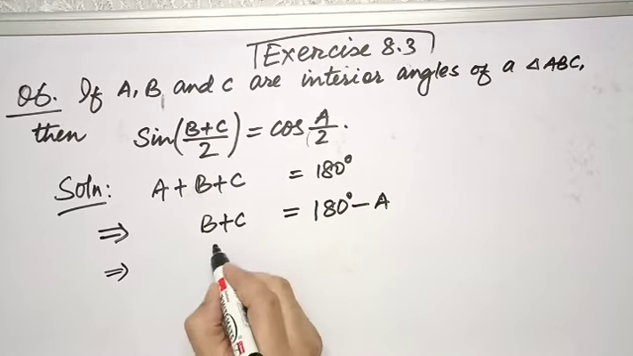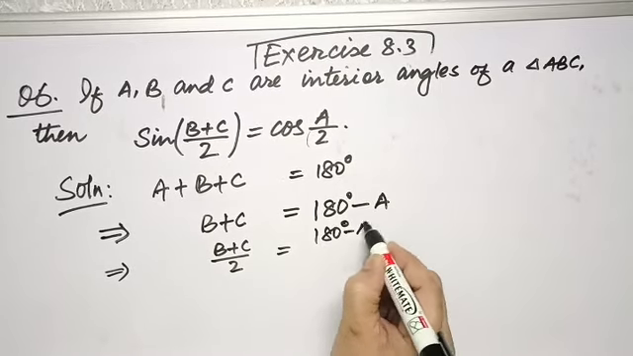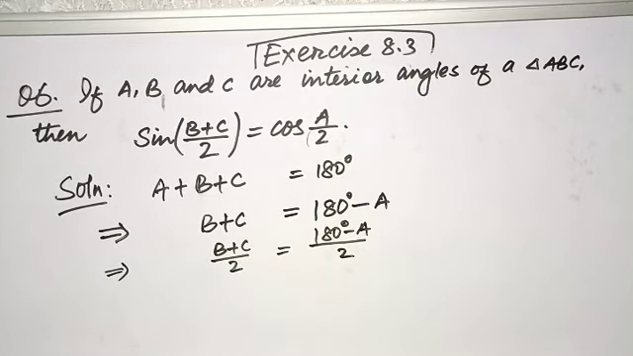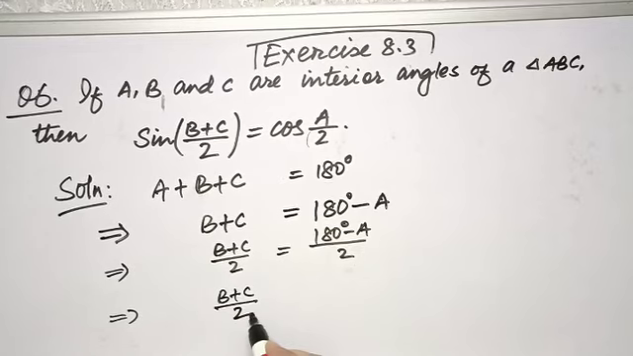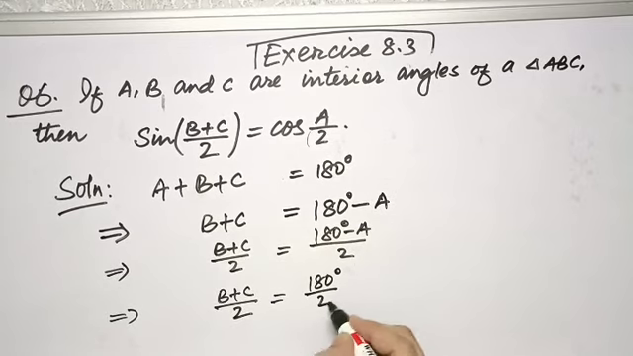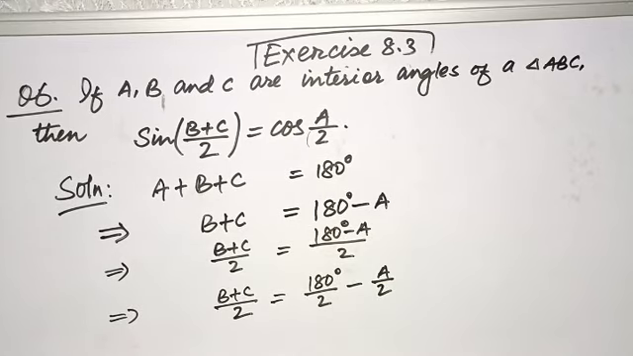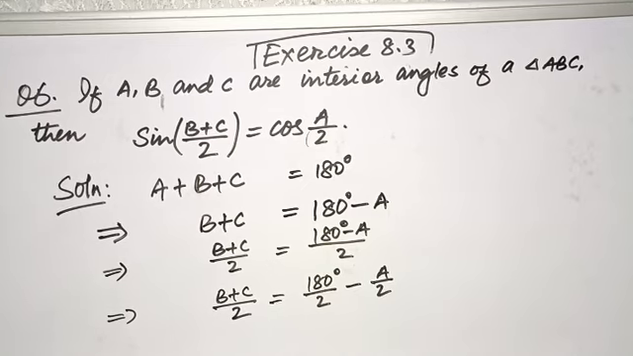divide both sides by 2. That is B plus C divided by 2, and same 180 degree minus A by 2. Why do I do that? Because I want something like this, and this is almost done. Now if I move one step more, I'll write this B plus C as same, and if I divide by 2, I'll get 180 degree by 2 minus A by 2. This 2 is for both the parts, that is 180 and A, so it can be separated. Are you getting it? I think you are getting it.